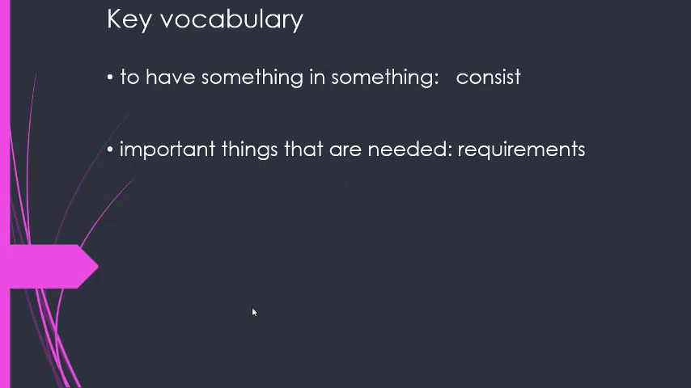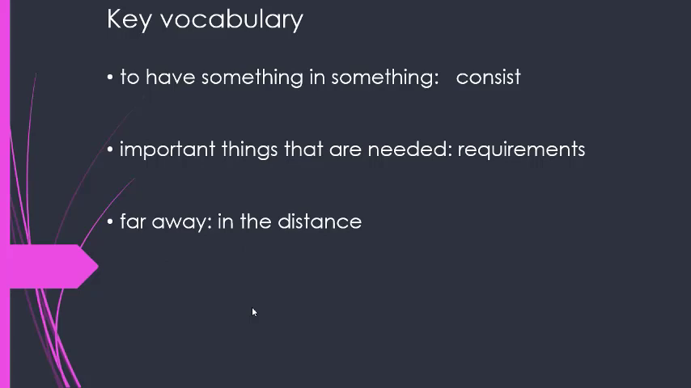And the next word, the important things that are needed, it's the requirements. So after you finish high school, you go to university. And when you go to university, what are the requirements? You need to pass the grade 12 exam. Some universities have requirements that you need to get A, B, or C in specific subjects.